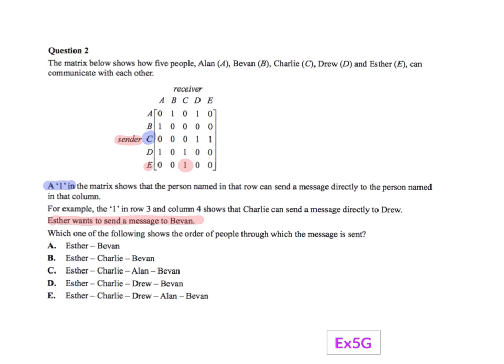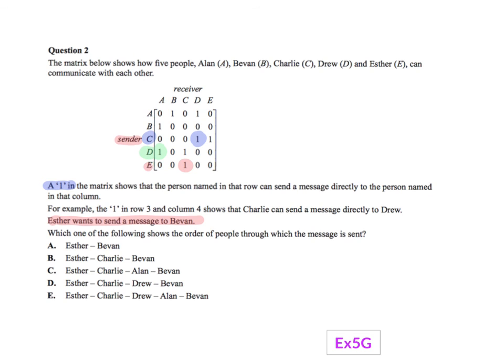Hey, we want to get to Bevan. Can he send it to Bevan? No, because there's no 1 on that. So he can either send it to Drew or back to Isa. We're not going back. So now we're at Drew. Drew's got the message. Drew can either go to Alan or back to Charlie. So we're going to go to Alan.